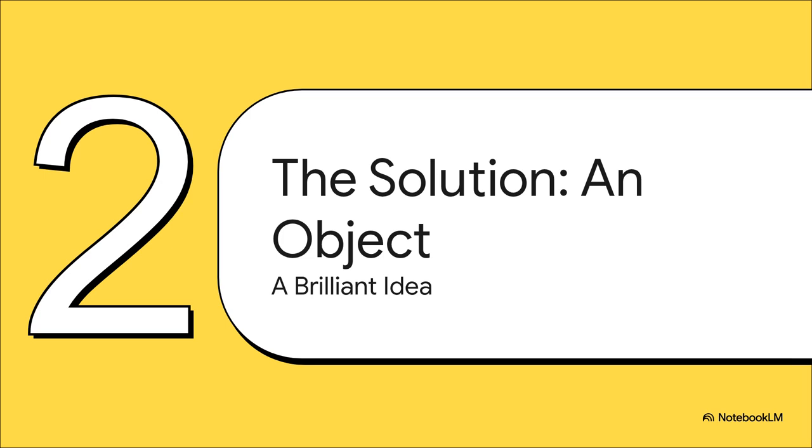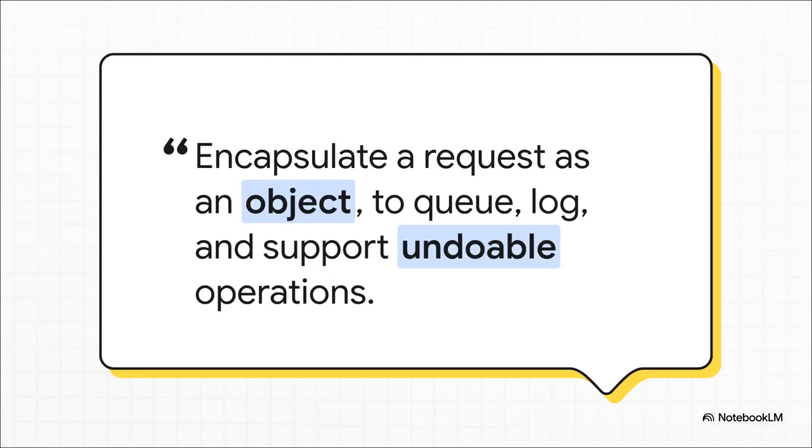This brings us to the solution, which is just a brilliant, simple idea at its core. We need to stop thinking about an action as just a method call and start thinking about it as a thing, as an object. And that, right there, is the heart of the command pattern. The legendary Gang of Four, the folks who literally wrote the book on this stuff, they put it perfectly. When you encapsulate a request as an object, you suddenly unlock all this amazing flexibility. You can pass these actions around like they're data, you can line them up in a queue, you can log them, and, this is the big one, you can support undoable operations.